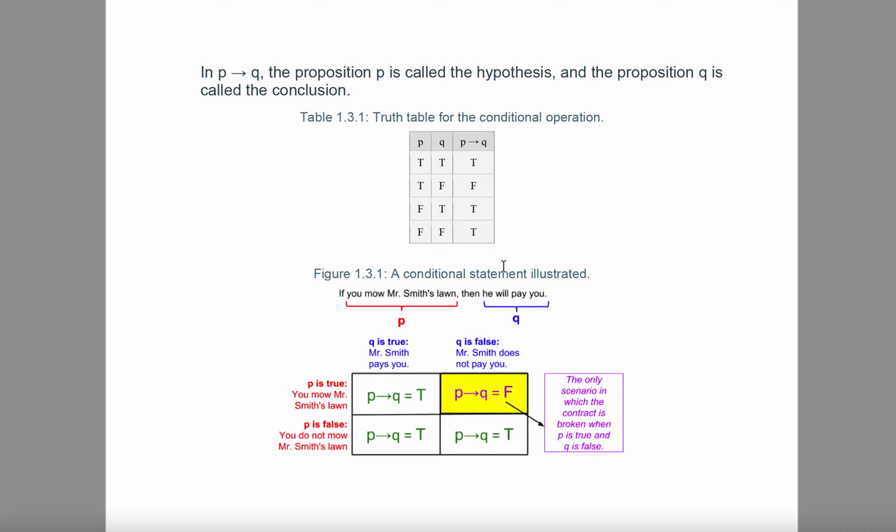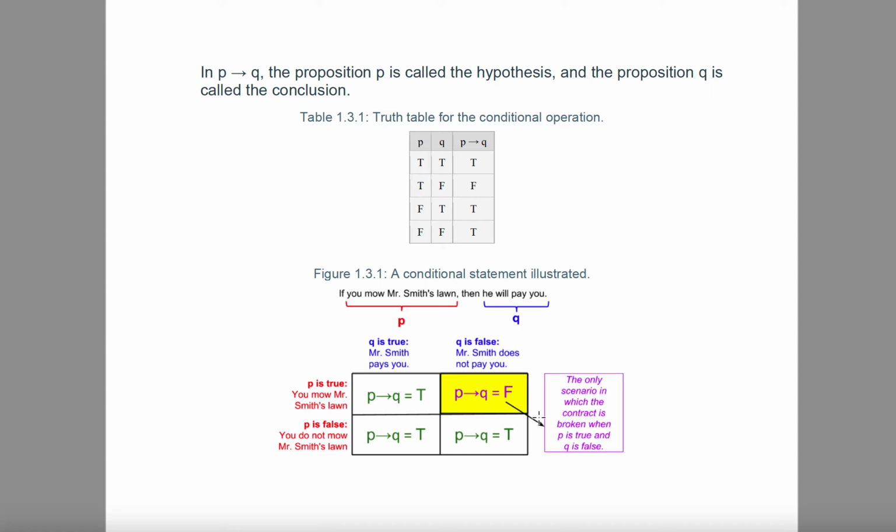If you look at a conditional statement, for example, if you mow Mr. Smith's lawn, then he will pay you. Take the first thing to be P. He will pay you is Q. Basically, that's the conclusion. So now you have two different conditions to be met. One, where P is true, you mow Mr. Smith's lawn. So if P then Q, if that's true, and in this case scenario, Mr. Smith does not pay you.